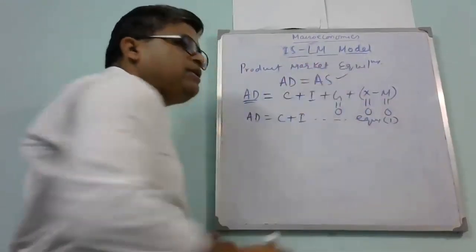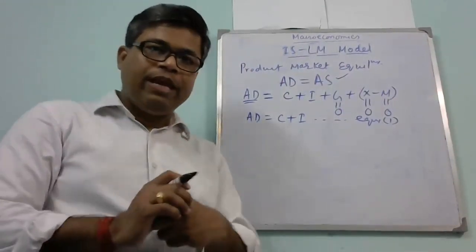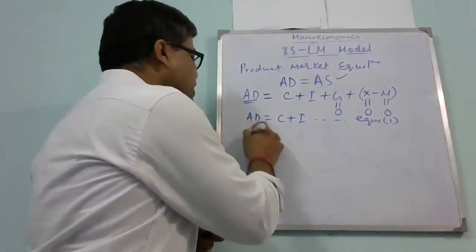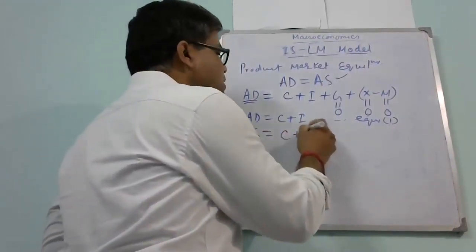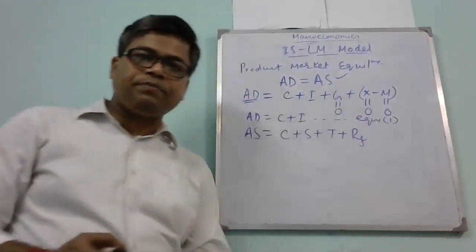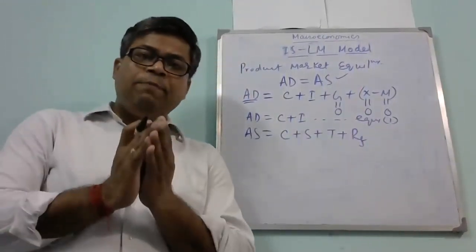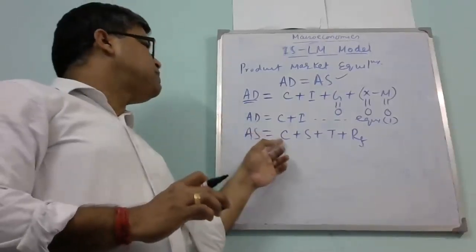Now come to the other side of the product market equilibrium, that is the supply side, aggregate supply. So aggregate supply AS is C plus S plus T plus RA. This AS is C plus S plus T plus RA. Now, C means what?